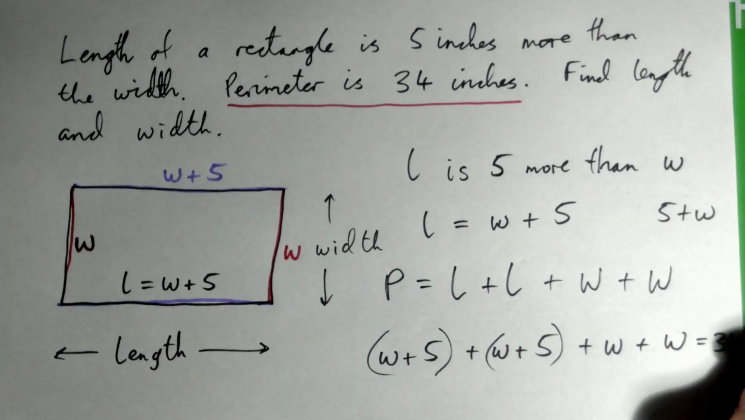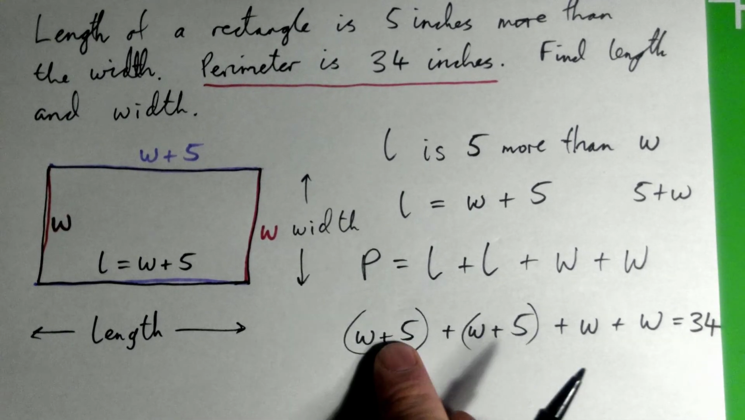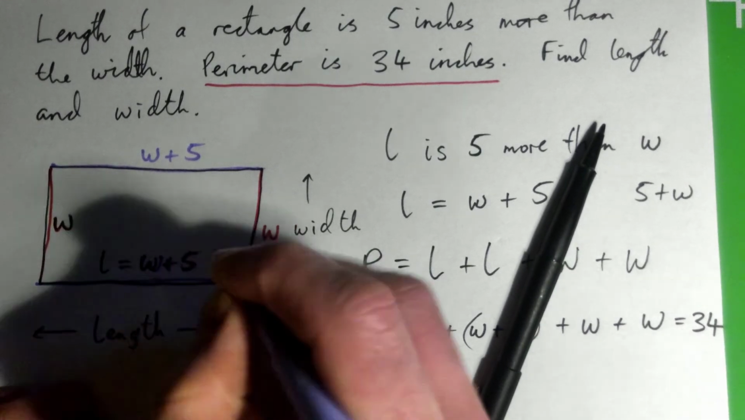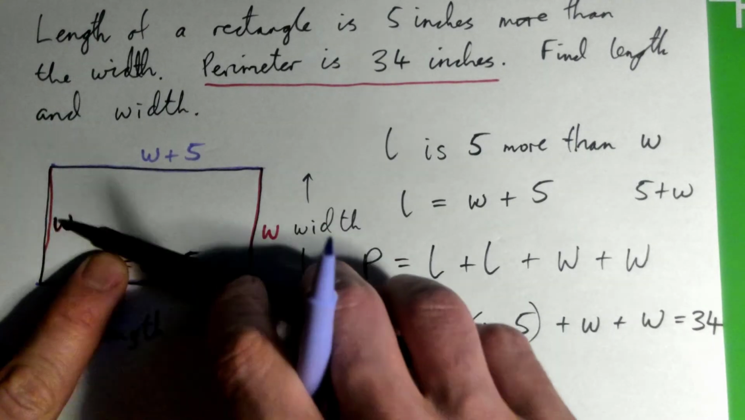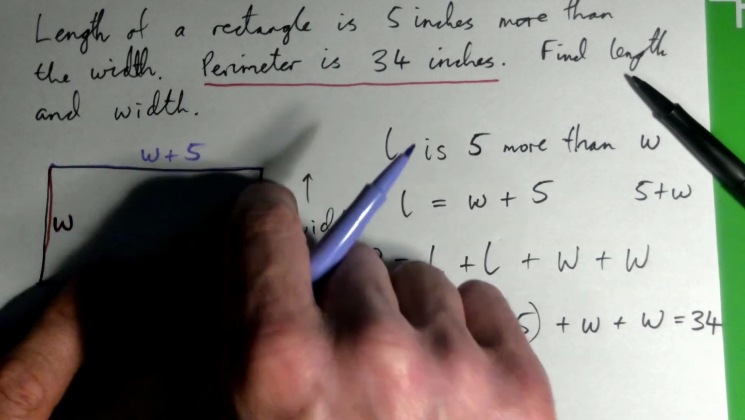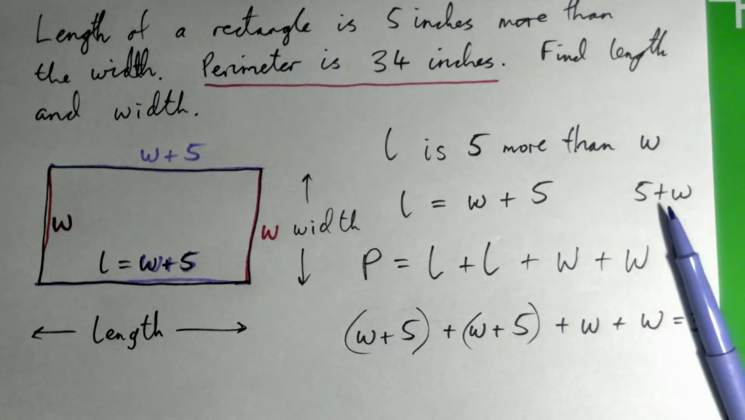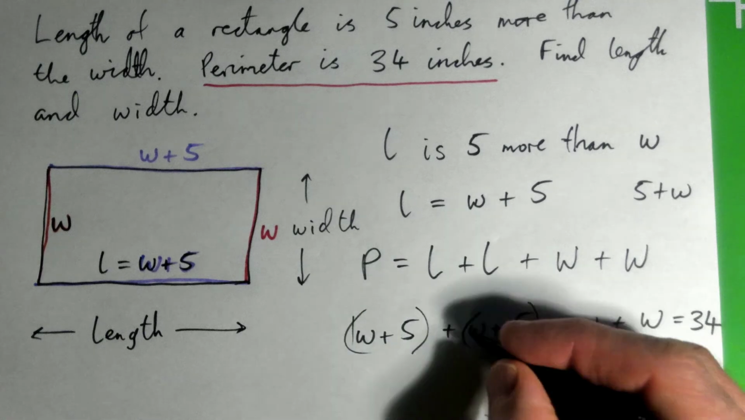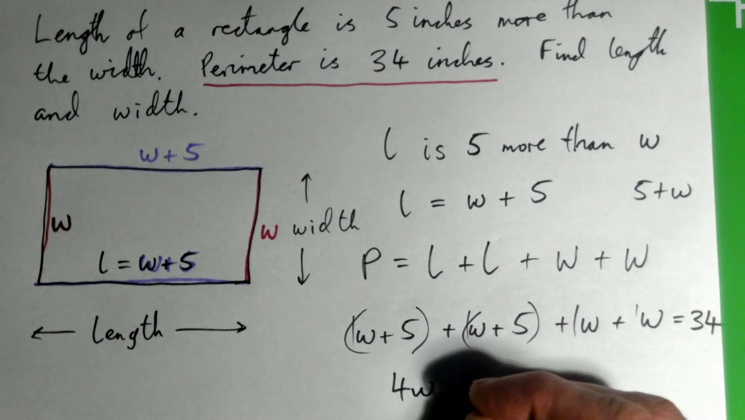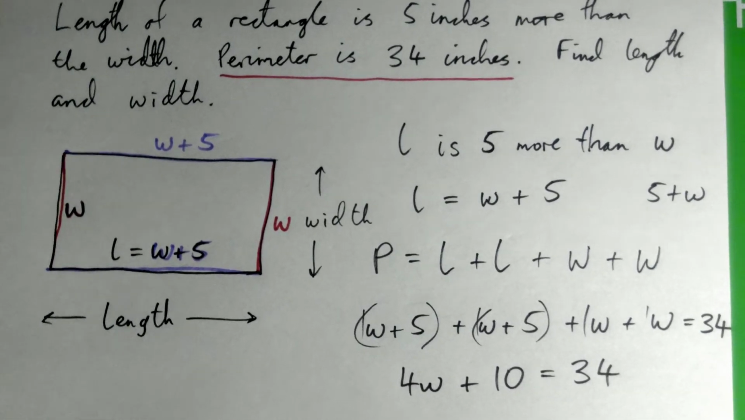So it's length, width. You have this side, this side, this side, this side. This side is width plus 5, this side is width plus 5. This is W, this is W. 1, 2, 3, 4 sides. Added up together, that gives 34, right? And then when you add like terms, you have 4 widths, 4W, plus 5 and 5 is 10, equals 34, right? So see if you can solve it from there.